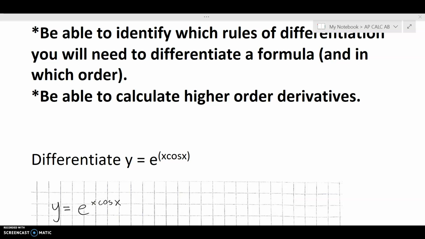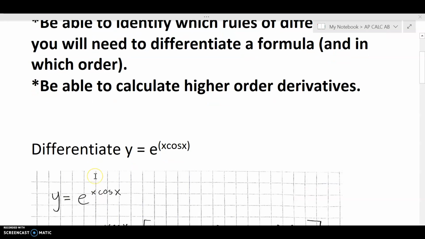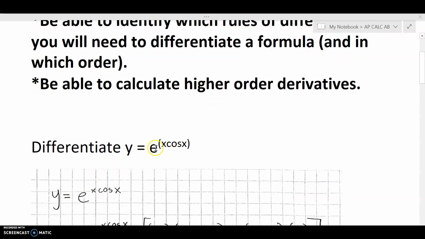Now you might be asking, in which order should I do it? Should I do chain rule first or product rule first? In this case, you would do chain rule first because, as you remember, e raised to the power of anything is just going to be e raised to that power. So you want to treat this as the outer function, e raised to the power of x cosine x. You want to treat that as the entire function. And then the function within the function, if we're speaking in terms of chain rule, would be x cosine x. And that's where you would use the product rule.